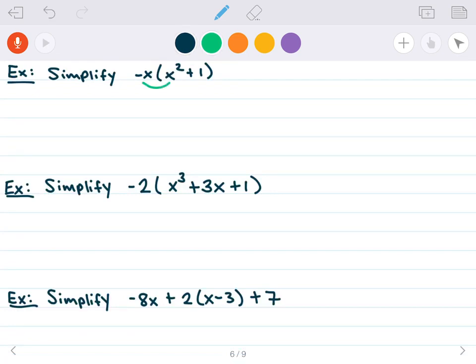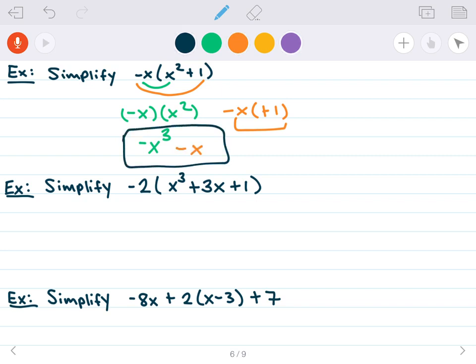I have negative x times x squared, negative x times positive 1. So this becomes negative x times x squared, and then negative x times positive 1. So this becomes negative x to the third power. So remember, you can multiply different exponents, you just can't add or subtract different exponents, okay? Then over here, we have a negative x, and that is all I can do here.